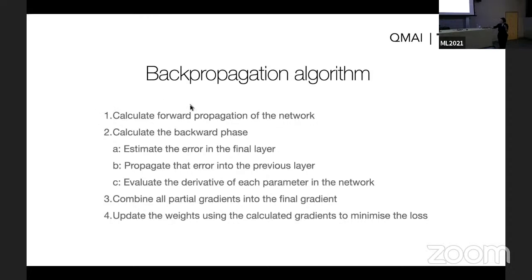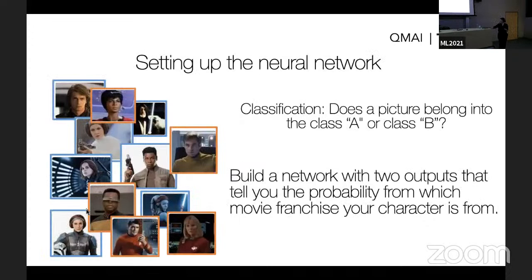Specifically, you calculate the forward propagation, and then during the backward phase, you estimate the error in the final layer, then propagate the error to the previous layer, then you evaluate all the derivatives. I am saying it as just this two-step process because I had only 2 hidden layers. If I had n, I would just repeat this n times. Then you combine all these partial gradients into the final gradient using the chain rule. And then you update the weights using the gradients that you calculated.